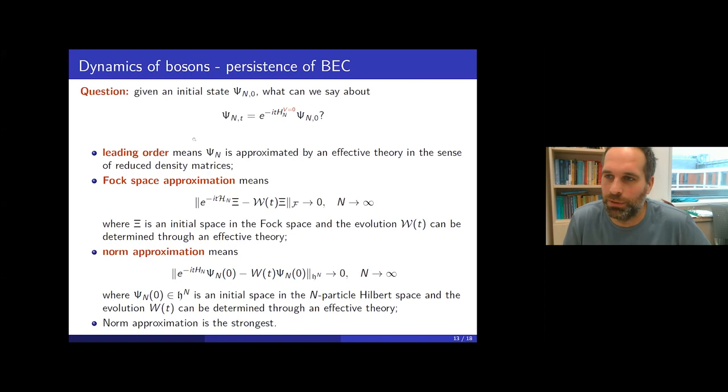Now you could consider an initial state which lives in the Fock space. Then we want to look at the Fock space evolution of that state, and we want to find some effective evolution, this curly W_t, that describes this evolution. Then we say in the Fock space norm that we have a Fock space approximation. Immediately I would like to say that the results that we develop usually are for fixed times. We want a result that gives a good approximation when N goes to infinity, but when t is fixed.